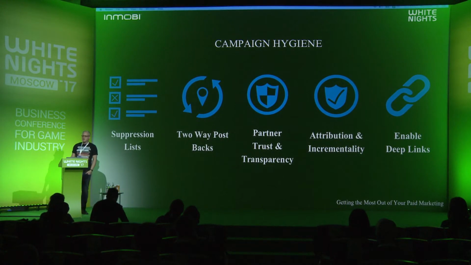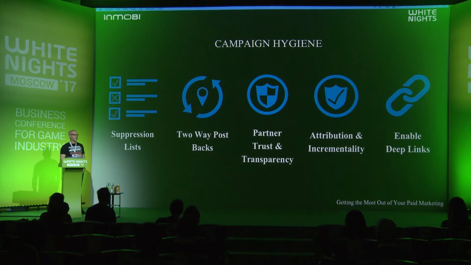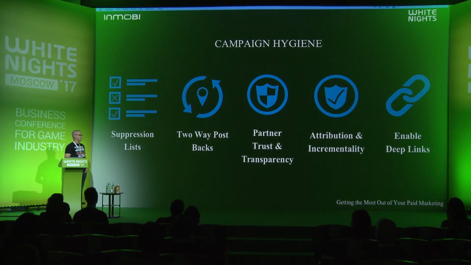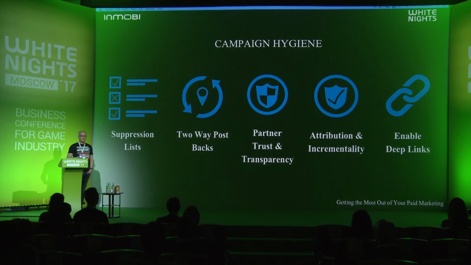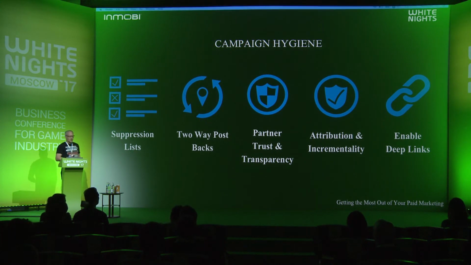So the first theme is campaign hygiene, and especially if you're a successful app, you're spending a lot of money, you have a lot of organics, these are kind of things that you really should have in place when running your campaigns. So first is a suppression list. You do not want to show ads to users that already have your app. Fairly common sense, but that does mean providing organic users to your advertising partners to ensure that they can deploy that suppression list.